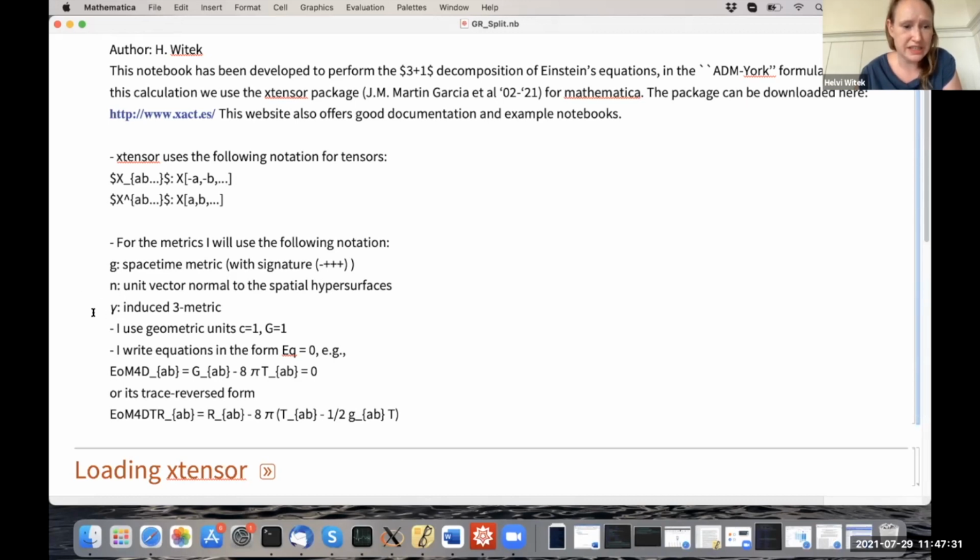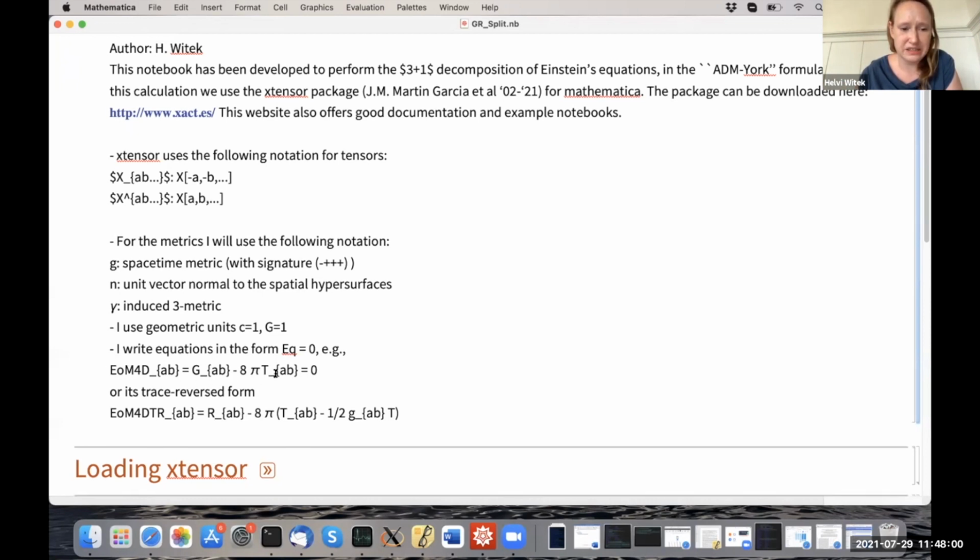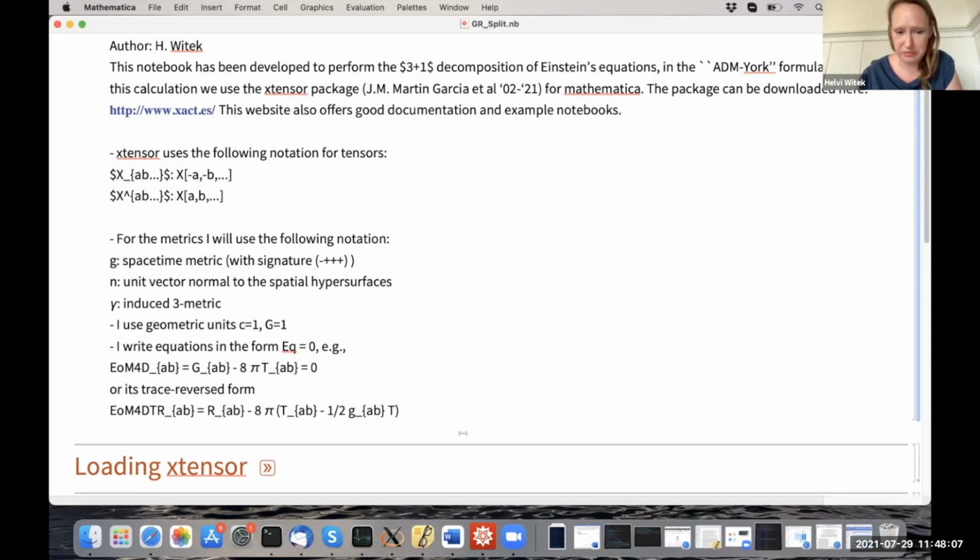I use geometric units. And one slight change to the more common way of writing down Einstein's equations: I will write all of my equations as equation equals 0. This means that if I manipulate my equations, I know that I'm always manipulating something that in the end gives me 0, so I make much fewer mistakes than when having first the right-hand side and then the left-hand side. So I will write down Einstein's equations later on as the Einstein tensor minus 8 pi times the energy momentum tensor, or in its trace reversed form, where we have the Ricci tensor and then this combination of the energy momentum tensor and its trace. Okay, so that's just notation.